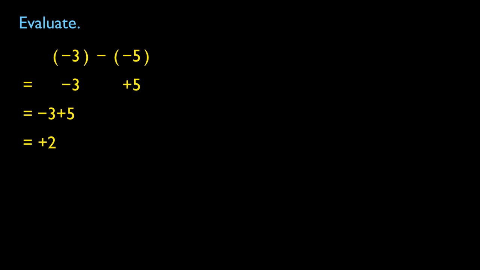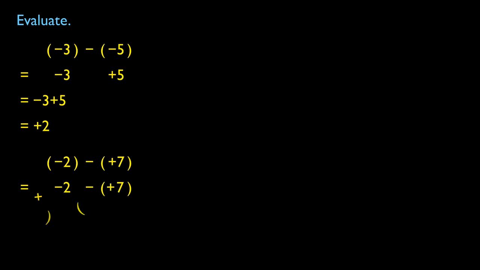And so if I have a loss of 3 followed by a gain of 5, I end up with a +2. Let's try another. So we have -2 subtract +7. Once again, I recognize that in front of that -2 is an invisible or an implied addition sign. So now I have what I had before, adding a negative or a plus minus, that results in simply a minus.